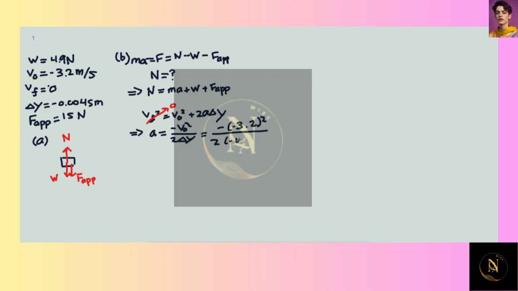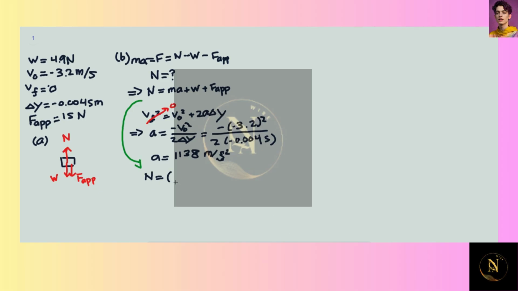2 negative 0.045, really small displacement. And then we get an acceleration of a very high number, 1,138 meters per second squared. I'm just saving a couple more significant figures than I probably should be because that's not our final answer. And then we can bring this down and then solve for the normal force by plugging in all the numbers that we know.